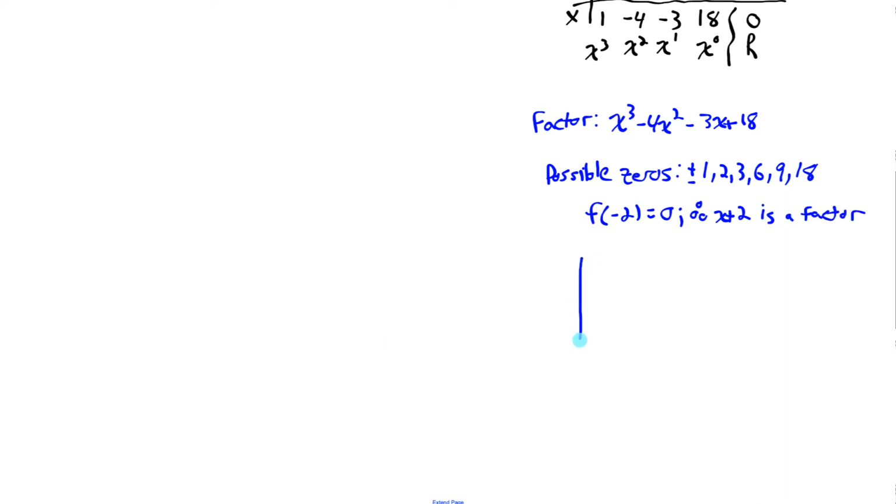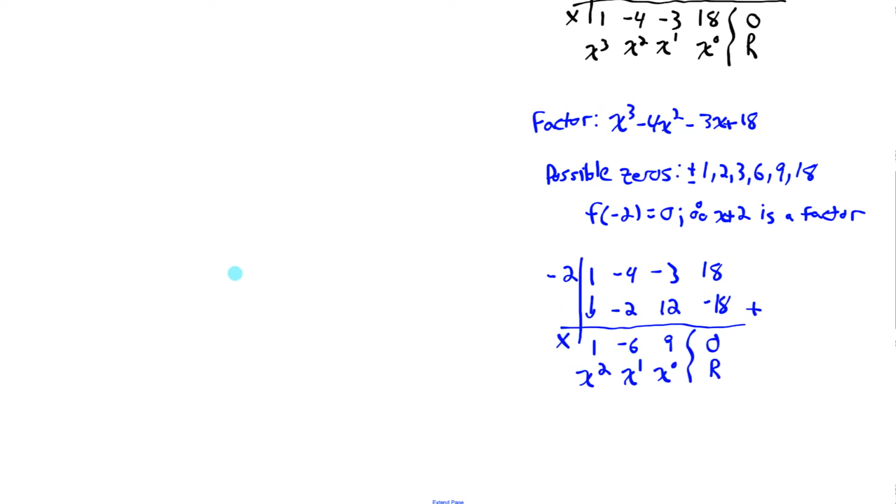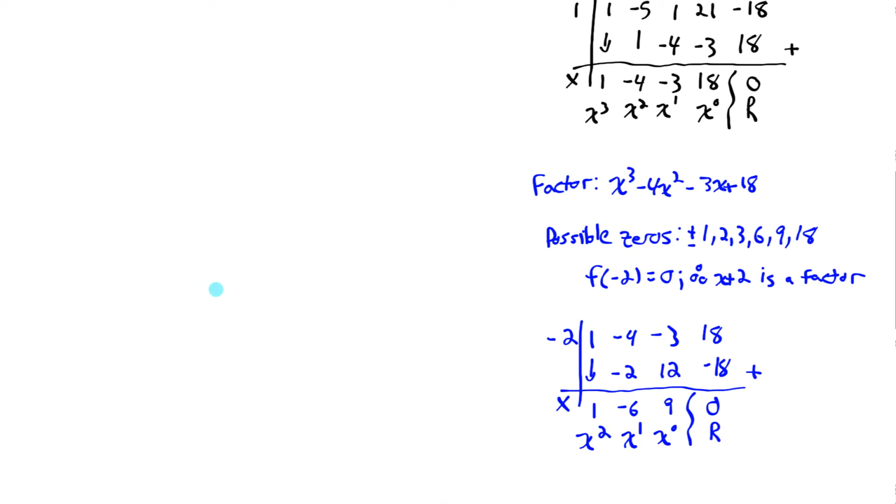Once again, I'll do that using synthetic division. I'll set up my table. I'll put the 0 of the divisor here and the coefficients of the polynomial up here. So 1, negative 4, negative 3, and 18. And I'll just do the synthetic division quickly. Okay, good. So we got a remainder of 0. That means we did it properly. X plus 2 is in fact a factor, and its quotient is x squared minus 6x plus 9.